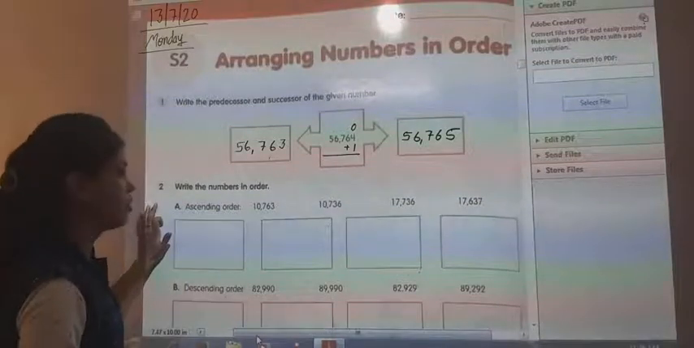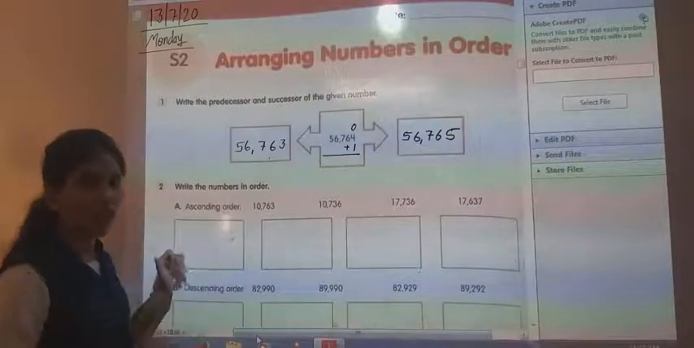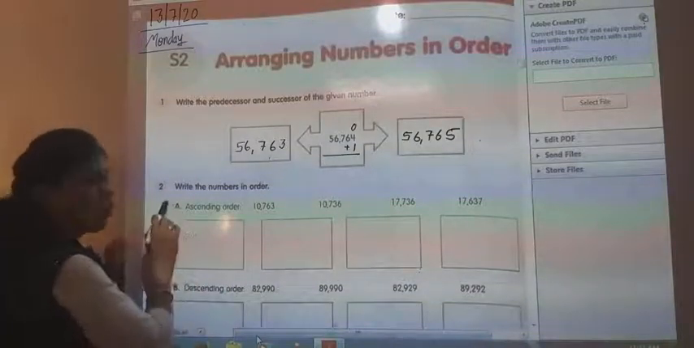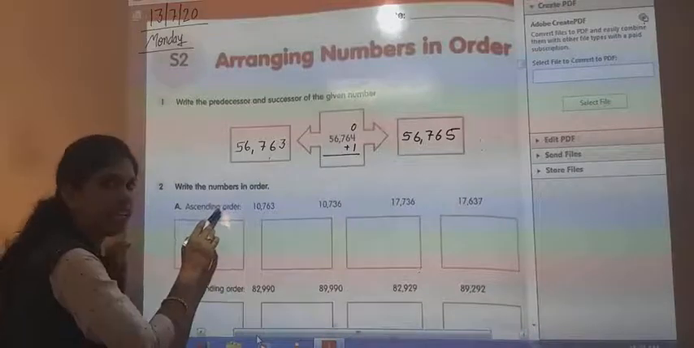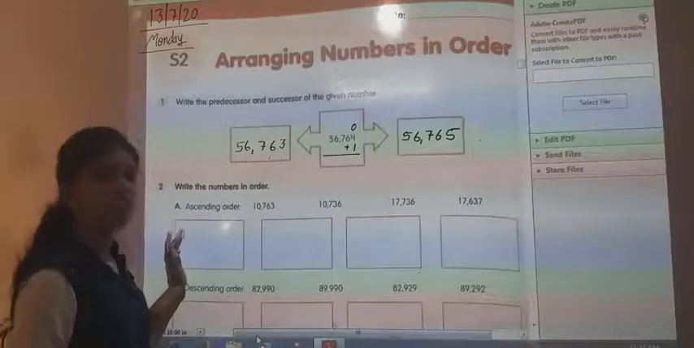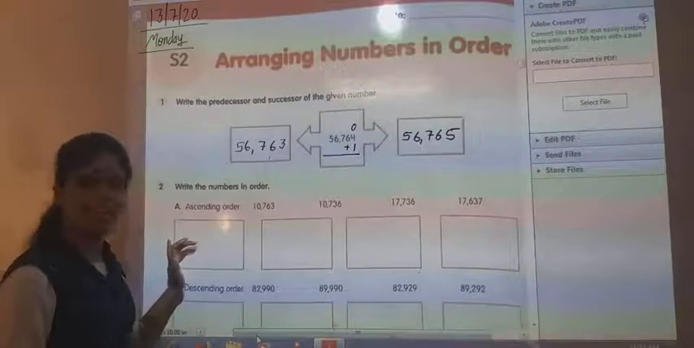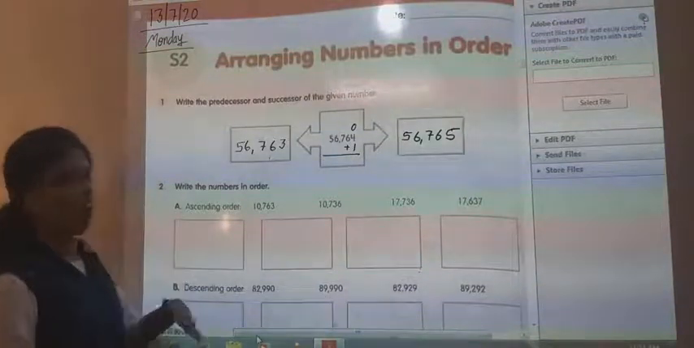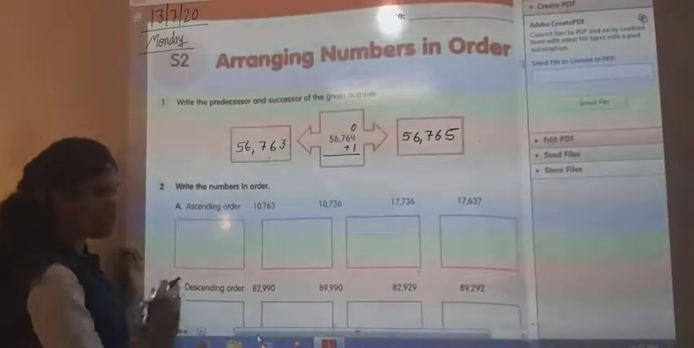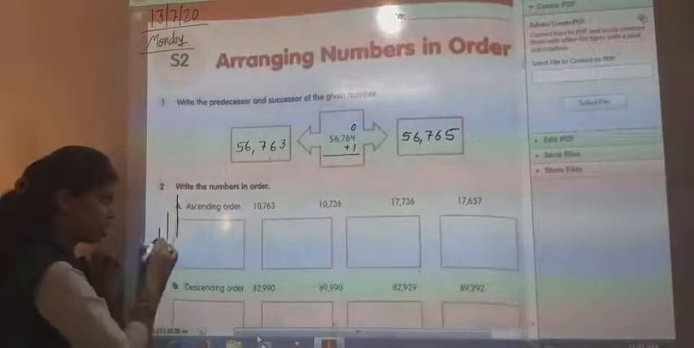Next, question 2. We have to write the numbers in order. Order means back to back. A of question 2, ascending order. What is the meaning of ascending order? Yes, students. How do we stand in assembly? Yes, right. We always stand smallest to largest in the assembly row.